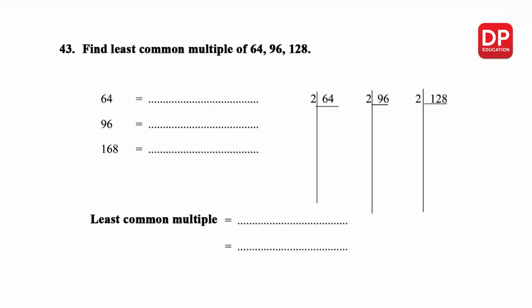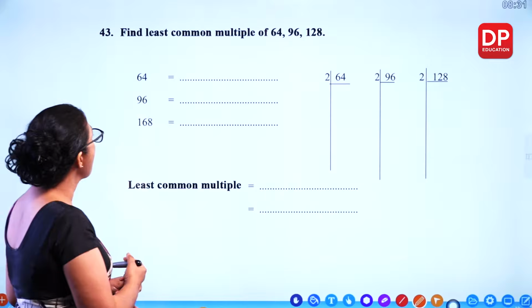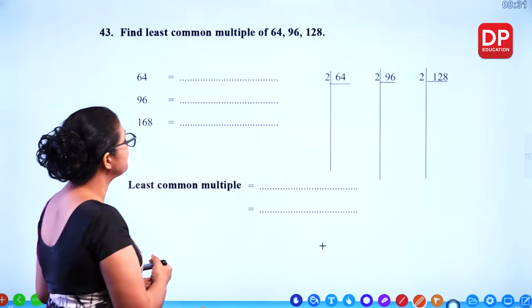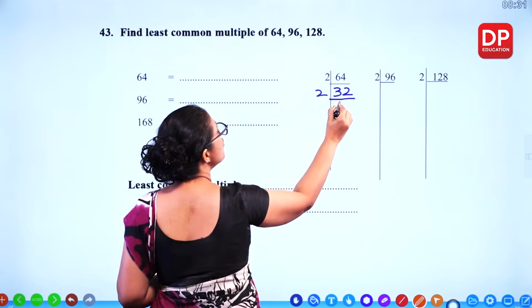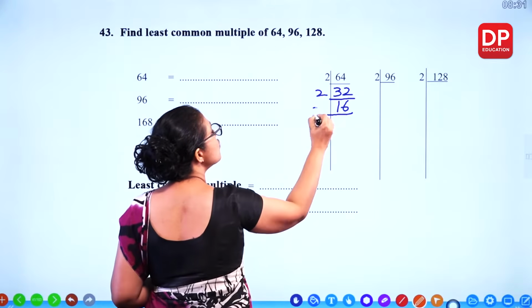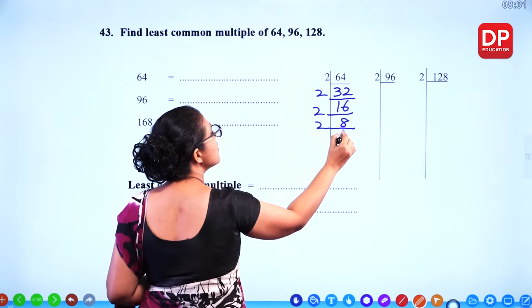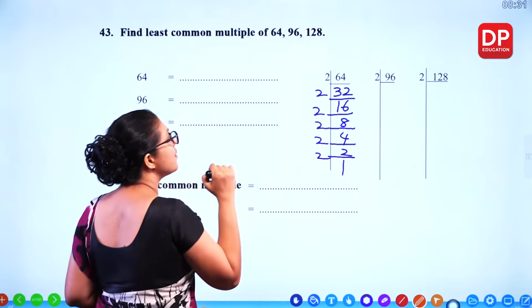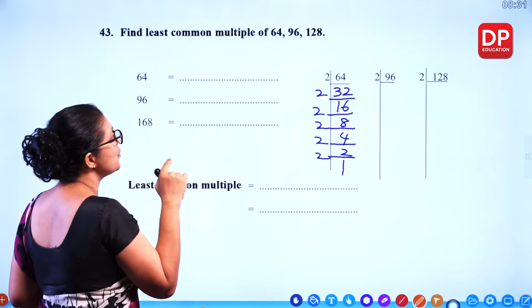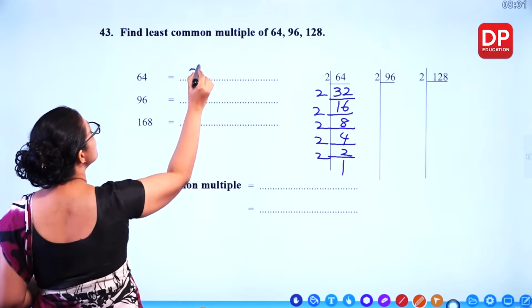Find least common multiple of 64, 96 and 128 now. Divide by 2. 32. Divide by 2 again, 16. Divide by 2 here, 8, 4, 2 and 1. So how many 2's? 1, 2, 3, 4, 5, 6. 2 to the power 6.